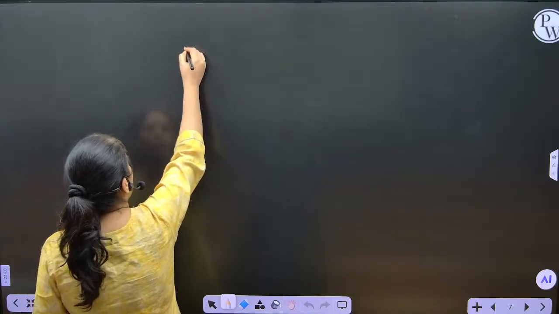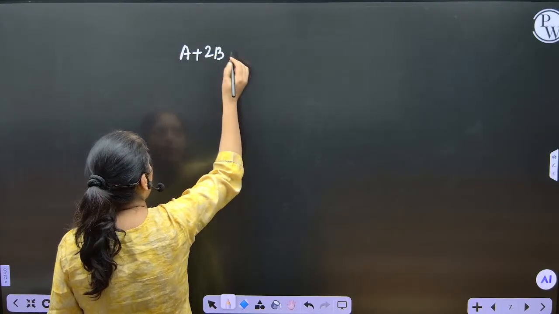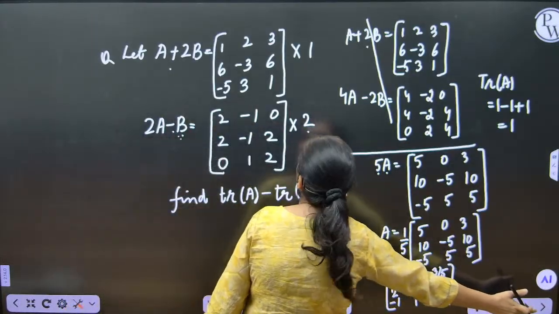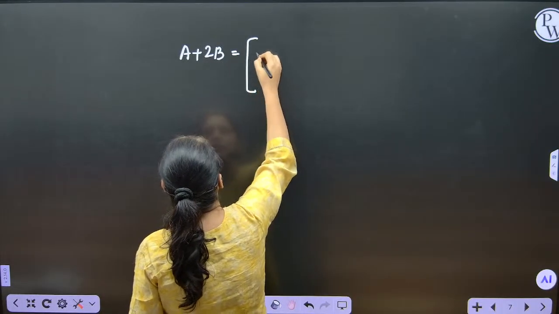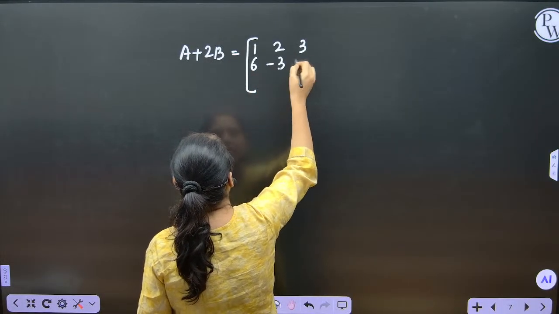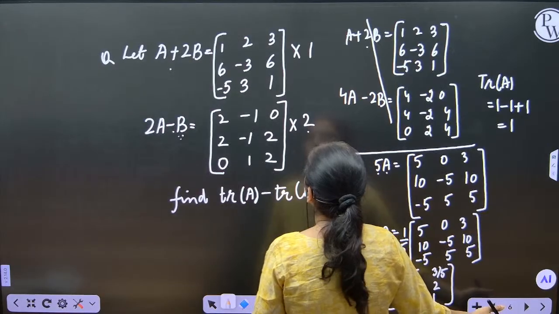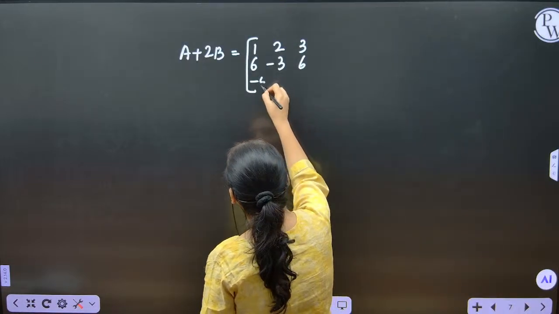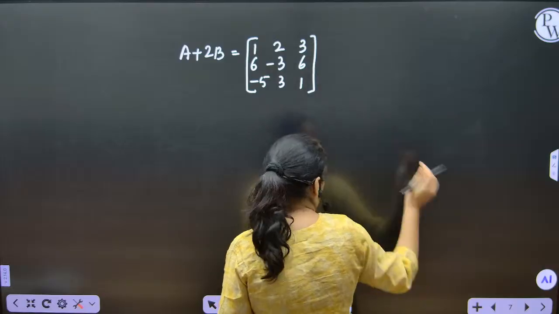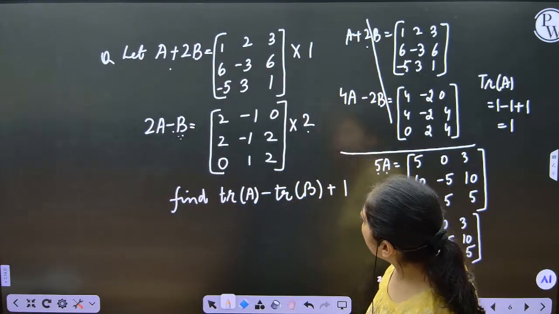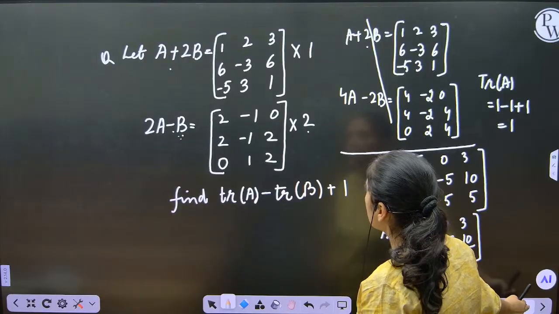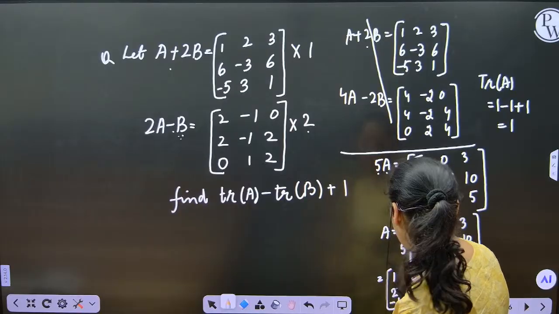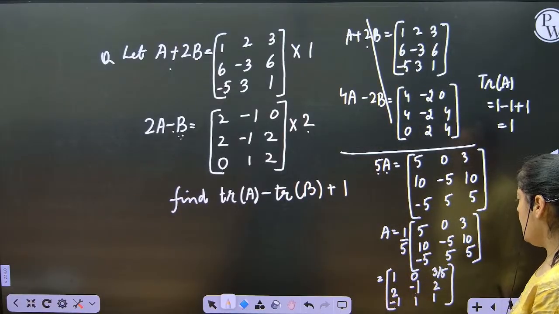Next, what is given to us? A plus 2B. A plus 2B is 1, 2, 3, 6 minus 3, 6, and minus 5, 3, 1. This is already given to us, yes or no? A plus 2B, 1, 2, 3, 6 minus 3, 6, minus 5, 3, 1. Yes. Where A has come out to be this matrix.